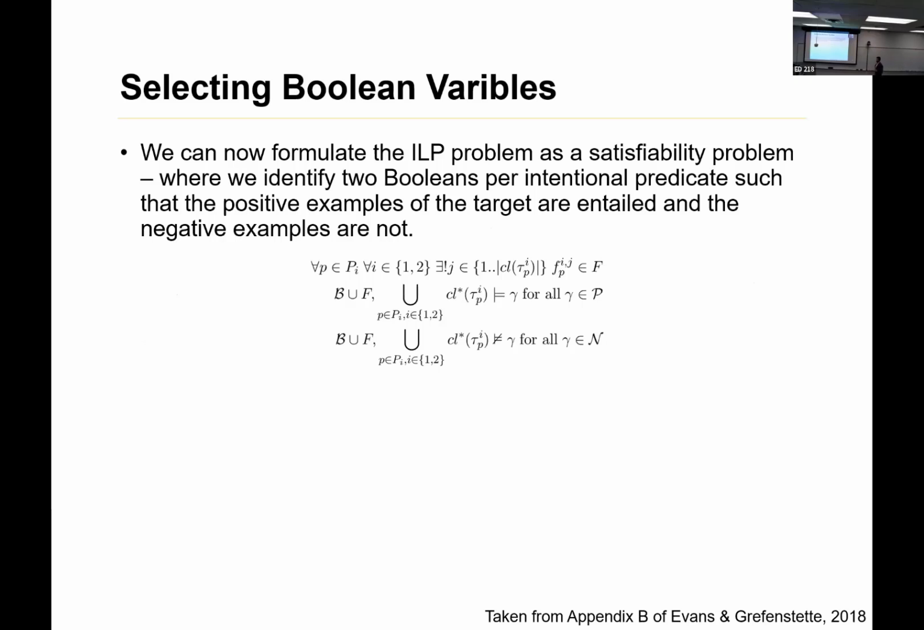All right, so picking a set of Boolean variables. In this example, we're not going to say how it's done. That'll come a little later in the talk. But really, all this mathematics is saying is, we're looking for a set B union F such that, for all the F's that are picked, the clauses union would then entail the target atom. And for everything that's outside of the positive set, they're not entailed.